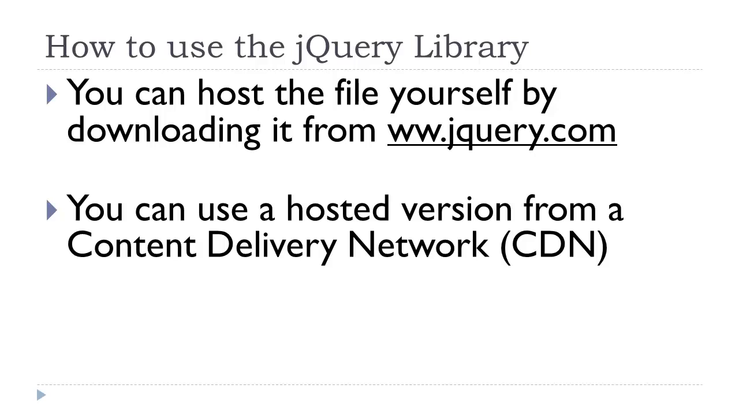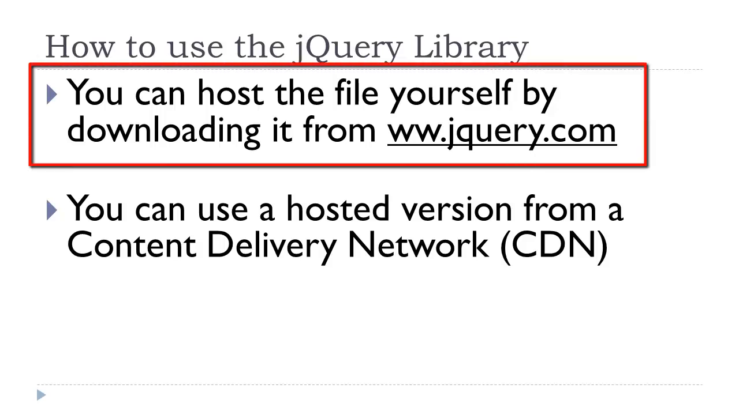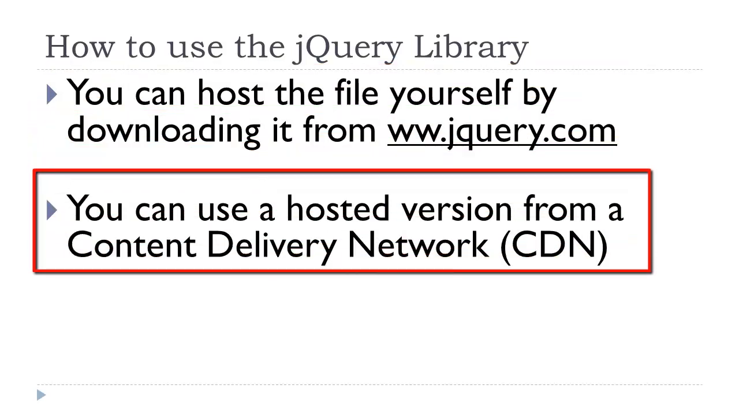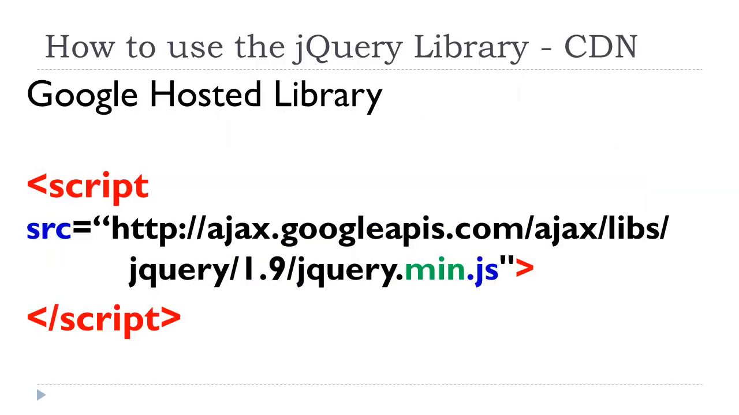There are two ways that we actually use the jQuery library. We can download the library ourselves from jQuery.com, or we can use what is called a hosted version from a content delivery network, also known as a CDN. This is an example of using the Google hosted library. In the opening and closing script tag, we have the source. The source generally accesses an external file, and it still is. The only difference is that this external file is located on a Google server.